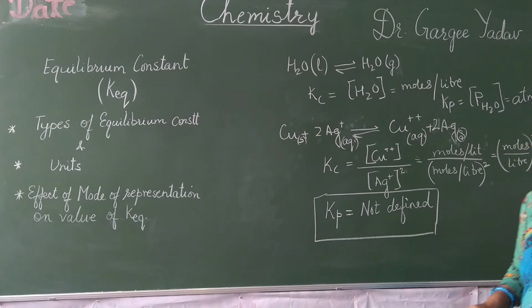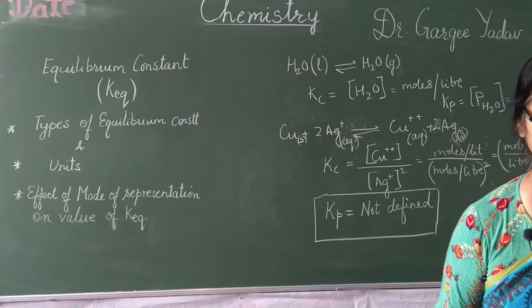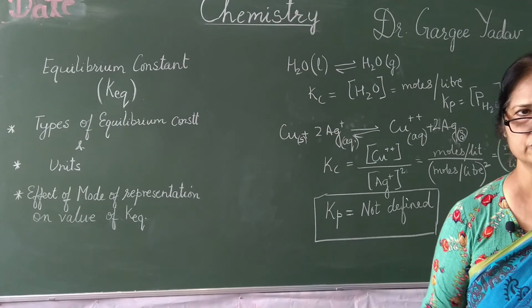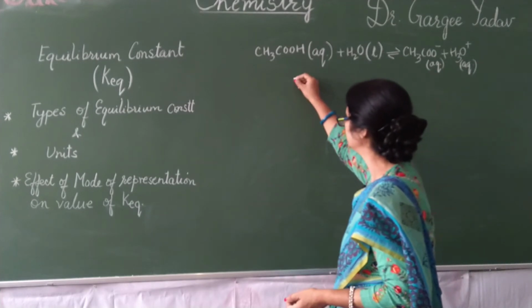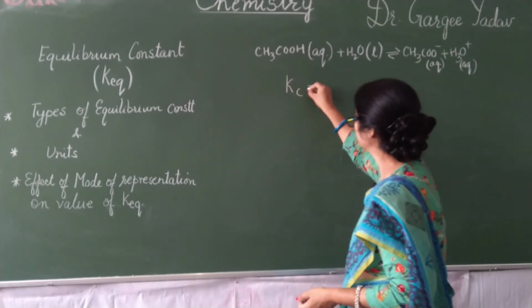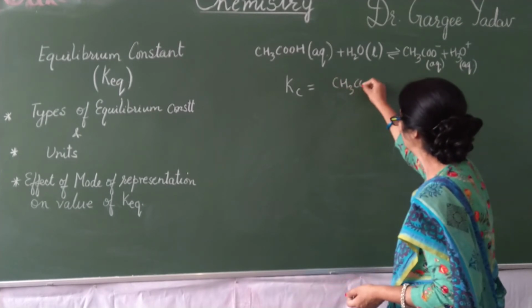Now I will take one more example and I will explain a bit more about it. Let's take this simple reaction in the aqueous medium. For this again we can calculate Kc. Kc will be equal to how much? CH3COO minus.